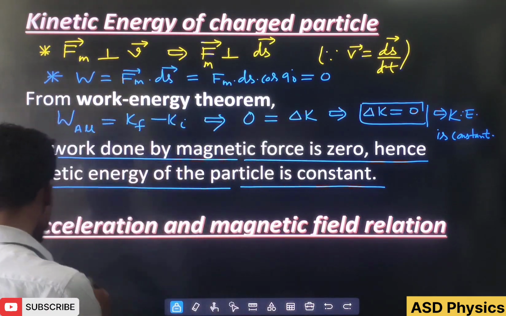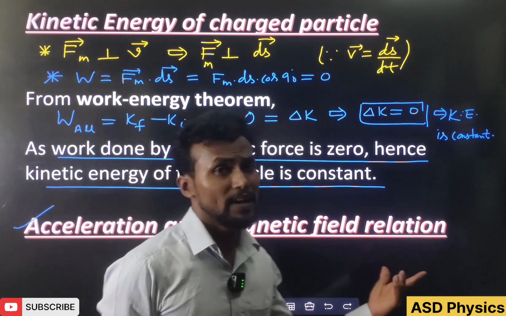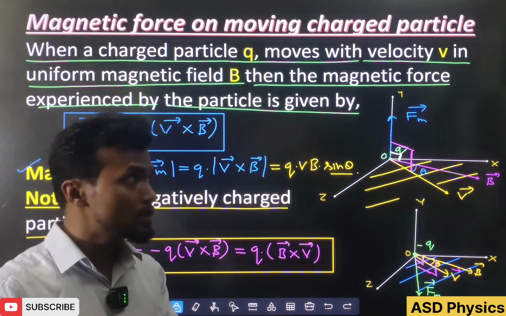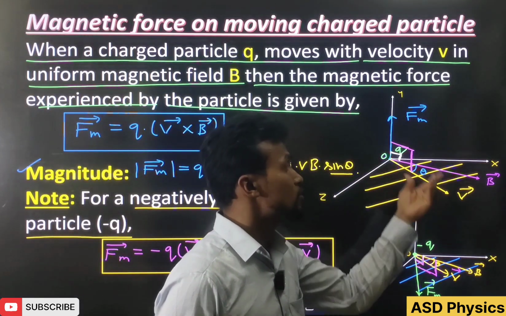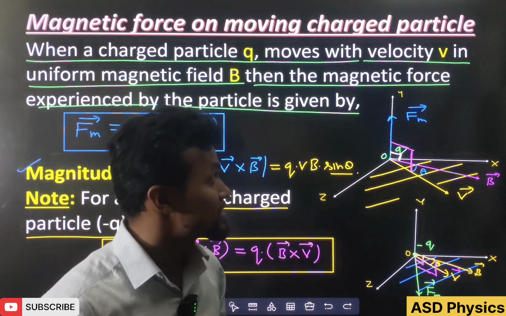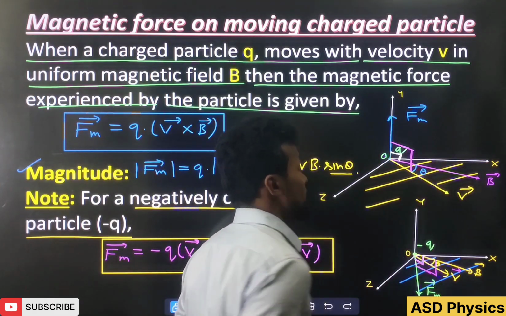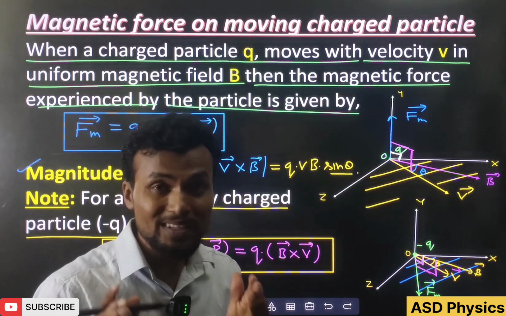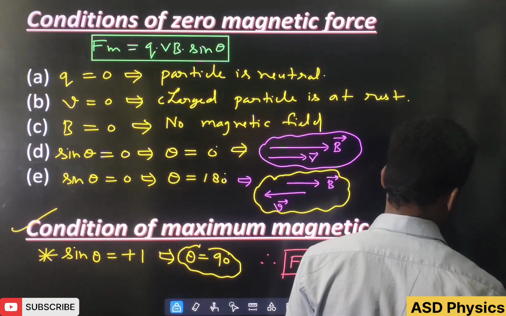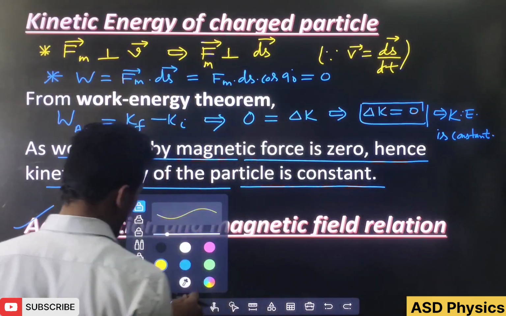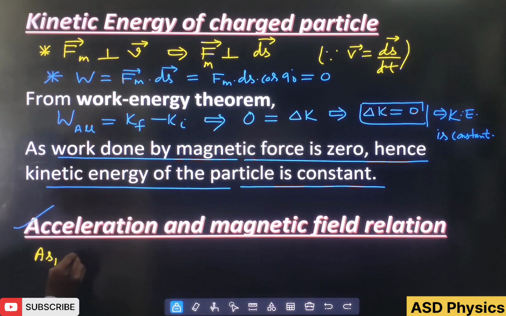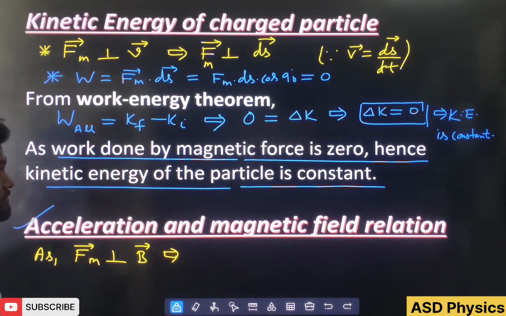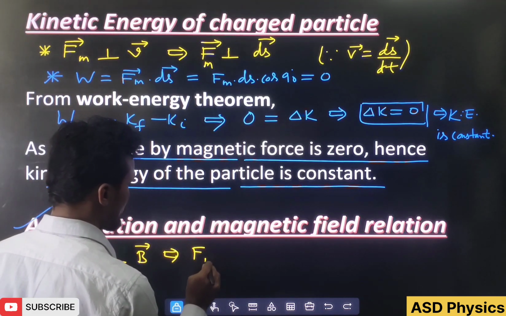Good. Now students, we will talk about acceleration and magnetic field relation. Here also we will go backside somewhat. Now, if we see from another point of view, like I have told, angle between force and velocity is 90 degrees. And you can see also the angle between magnetic force and magnetic field is also how much here? 90 degrees. Why? Because force is along the y-axis, but magnetic field is in which plane? The z-axis plane. So here also it is perpendicular. So we can write Fm is perpendicular to B, and whenever perpendicular, their dot product will be 0.